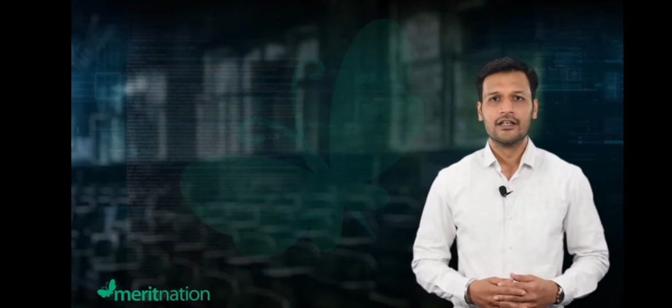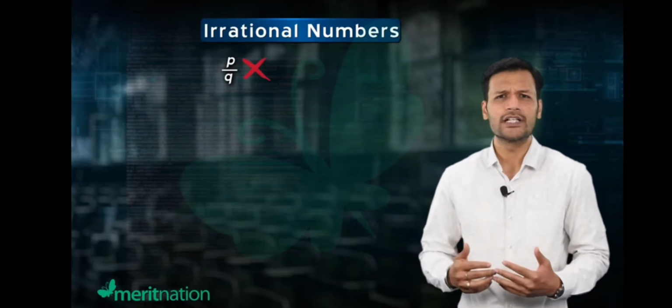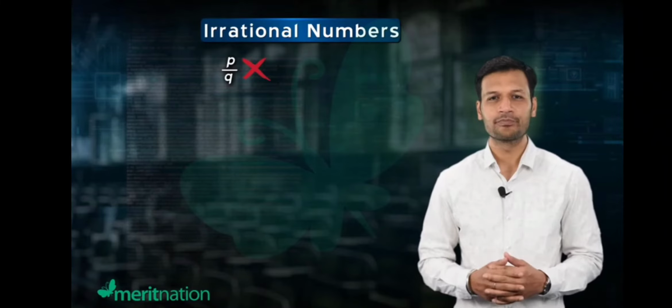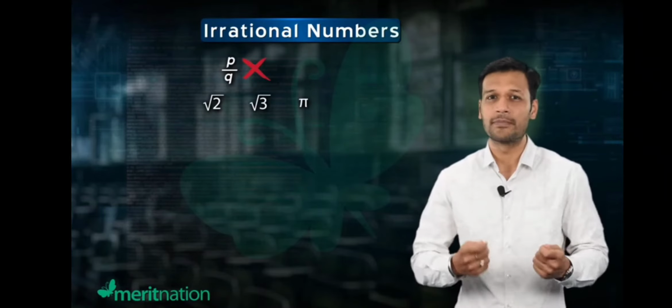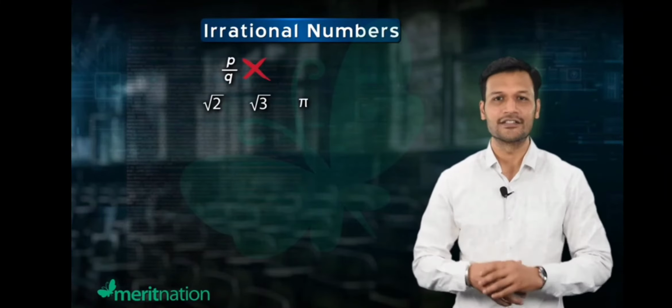Hi, you already know about irrational numbers, don't you? All those numbers which cannot be expressed in the form of p by q, where p and q are integers and q is not equal to 0. For example, root 2, root 3, pi, all these numbers are irrational numbers.